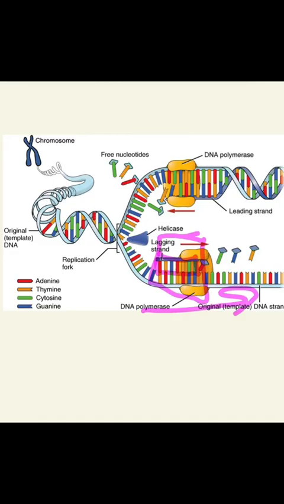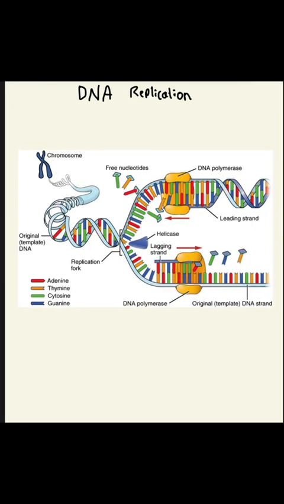Okay, so to summarize, DNA replication involves helicase unzipping the DNA, and then DNA polymerase builds new strands, and then the Okazaki fragments on the lagging strand, this one here, will complete the process. Okay, so that is a very quick summary of DNA replication.